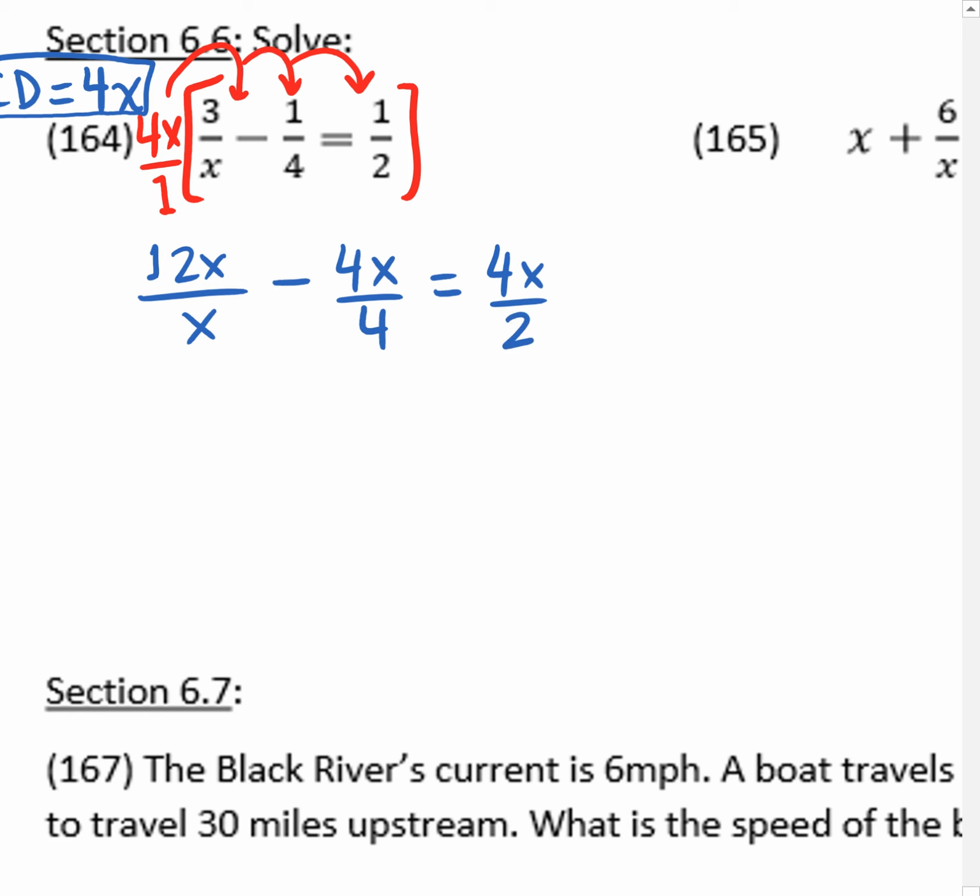Alright, and each of those should reduce. The first fraction just becomes a 12 since the x's cancel, minus the second fraction, the 4's cancel, so you're left with x, and then equals, the very rightmost fraction reduces as 2 goes into 4 twice. So there you're left with a 2x.